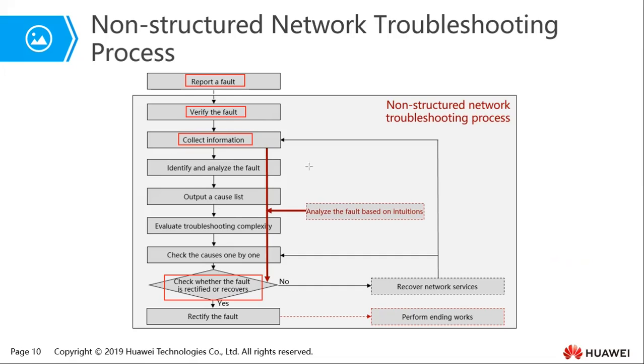So you don't identify and analyze the fault, you don't do a cause list, you don't evaluate, you don't check the causes one by one. No, after collecting the information, you go directly here and you try to solve the problem. So that is what you call the non-structured network troubleshooting process. So you're simply analyzing the fault based on your intuitions and past experiences.